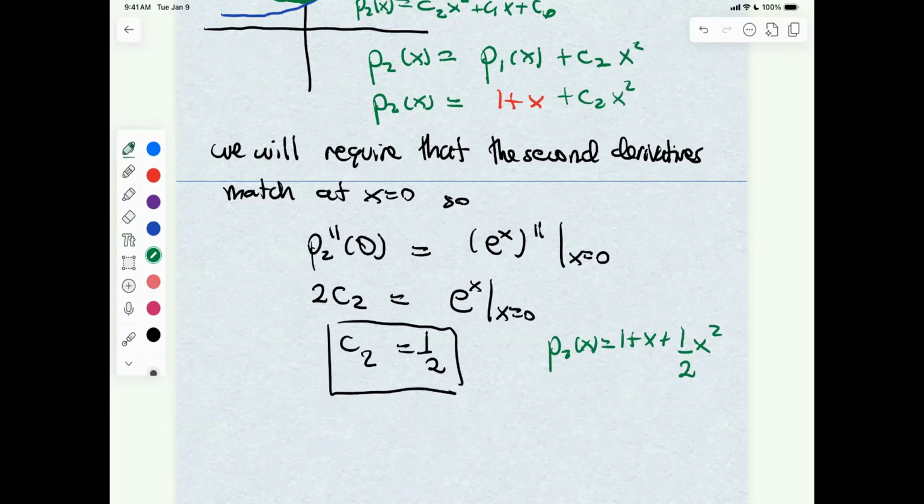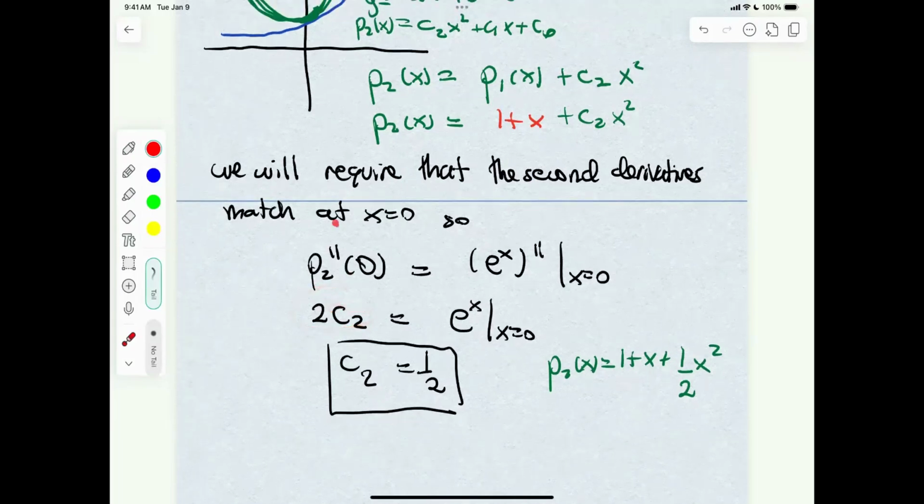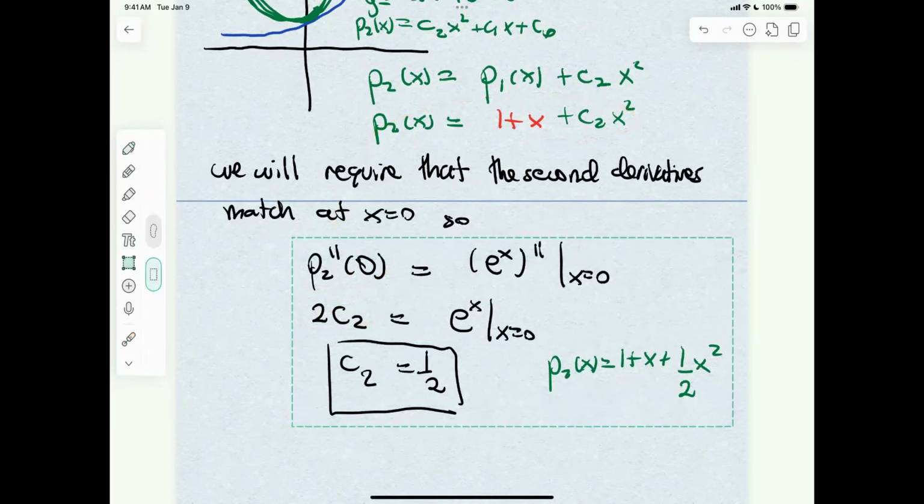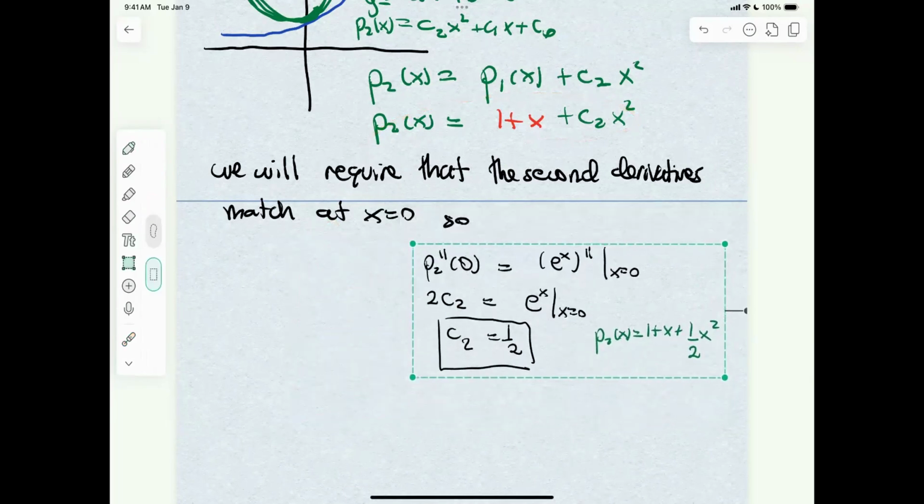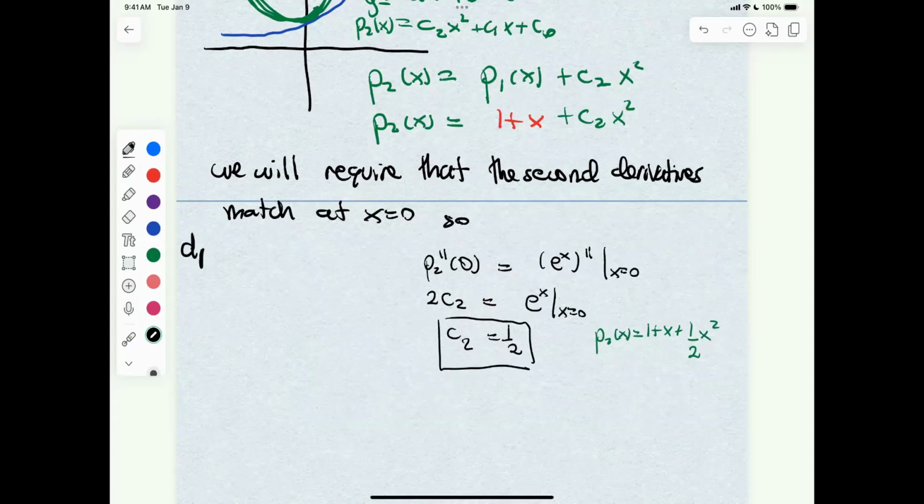Is it okay why this second derivative is 2c2? You wanted the second derivatives to agree, right? So let me write it in a bit more detail. What is the first derivative of p2? If you look at this formula, it would be 1 plus 2c2x, right? And what is the second derivative of p2? This goes away and then you just get 2c2, right?